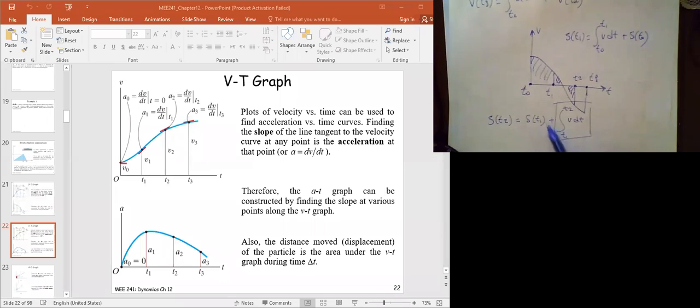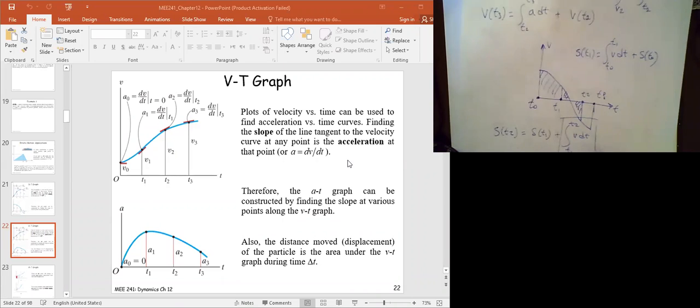Okay, so s of t1 is always your initial position, right? Yes, okay. S of t1 will be your initial position where you are starting to add that velocity. Okay, we'll have a few examples, and you will be able to really understand that in a bit more detail. But that is the idea, right?